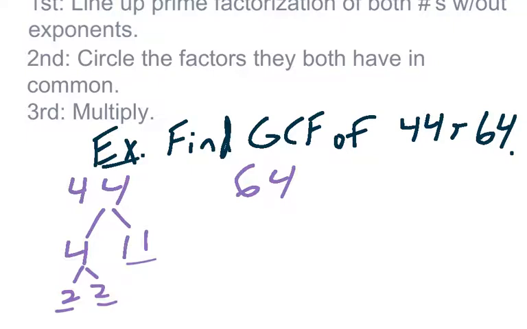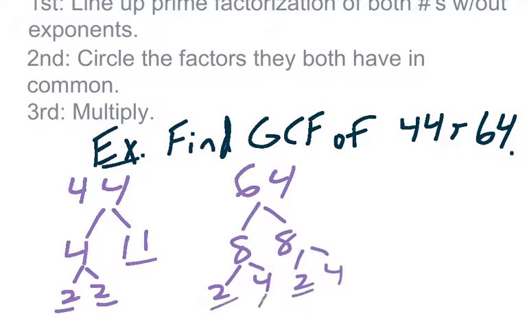And then 64 I'm going to break down into 8 and 8. 8 breaks down to 2 and 4. 2 is prime, and 4 breaks down into 2 and 2. And that other 4 is also 2 and 2, and those are prime.